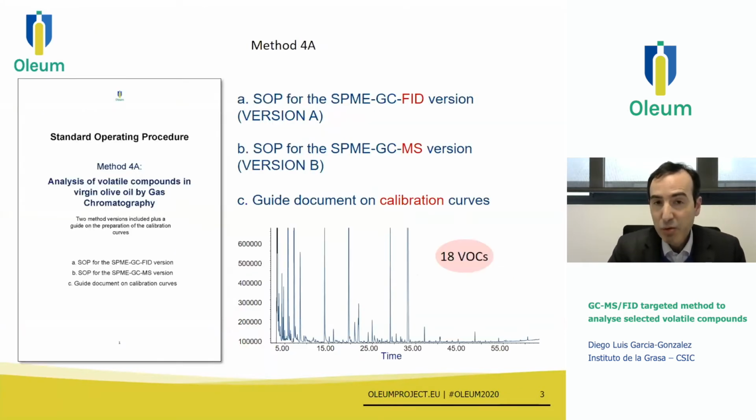So we obtained two methodologies. We can even say a protocol with two versions. One version, version A, for SPME GC FID, and version B for SPME GC MS. The difference is the detector, FID and mass spectrometry. And we also produced an additional protocol for building the calibration curves for 18 selected volatile compounds.